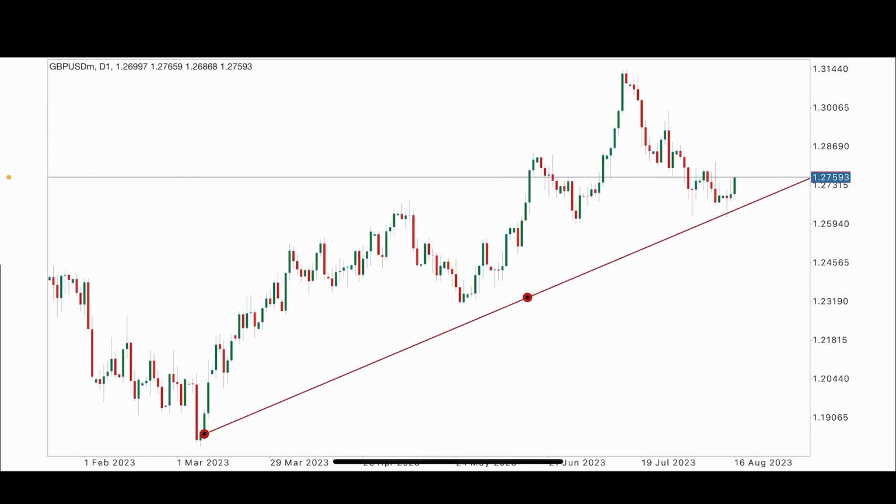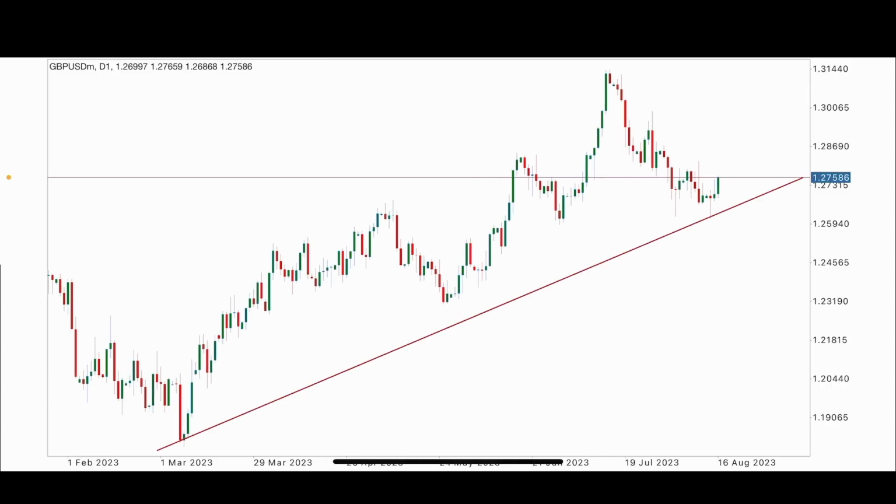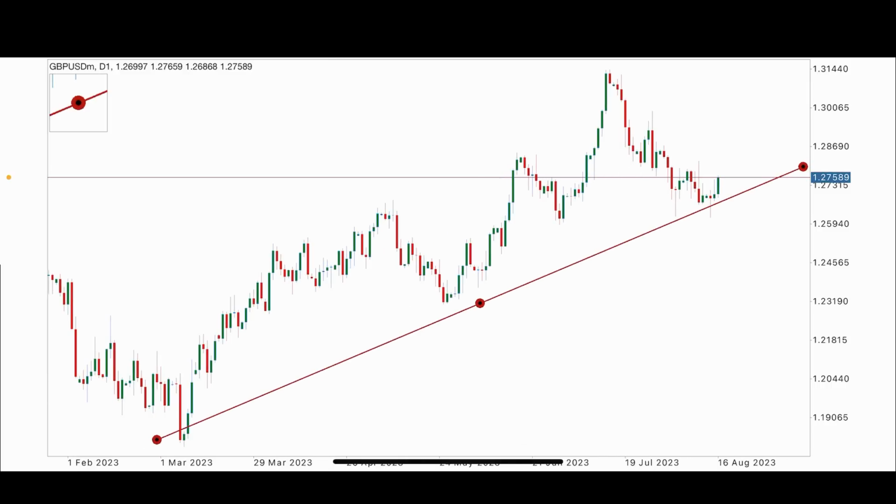Trend lines. The way I analyze on the laptop, it's almost the same as the way I analyze on my smartphone.